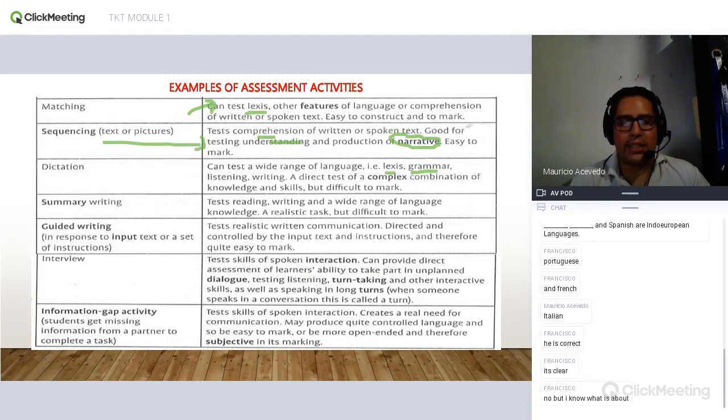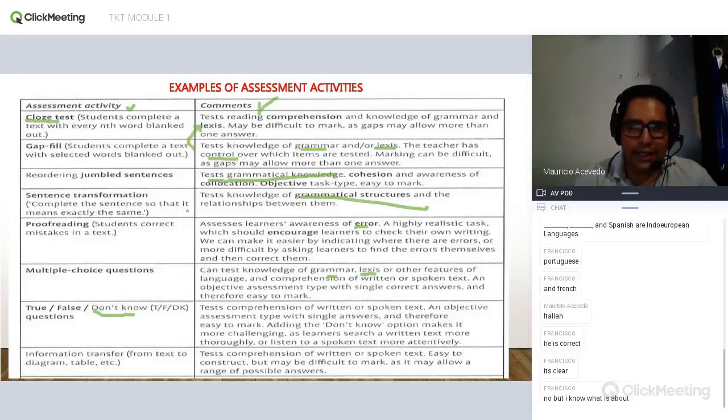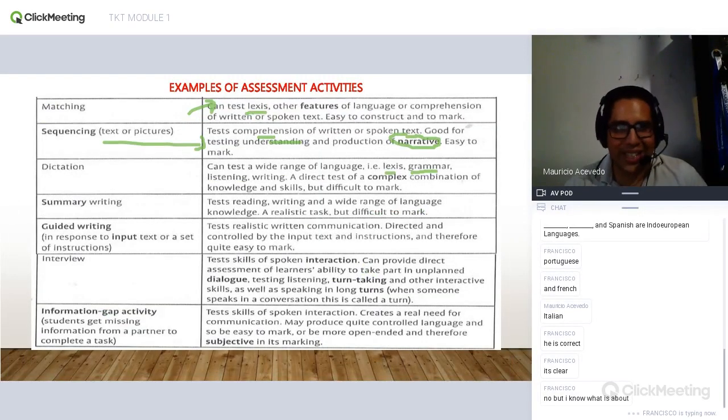Okay, guided writing, it's to help the students to make a composition within controlled conditions or instructions. Okay, interview, well, is having an interaction, especially in the speaking part, and they take turns, they ask, they respond, and so on. And finally, information gap activity, it's to create some sentences or something and get information from the students, from themselves. Okay, so tell me, Francisco, do you have a question about all of these ones and these ones? These are the last ones.